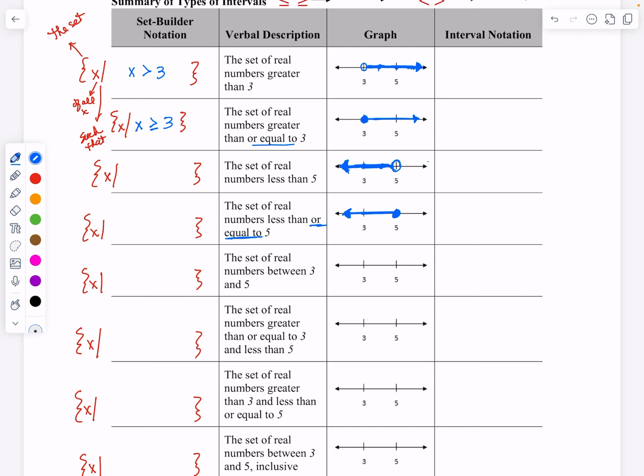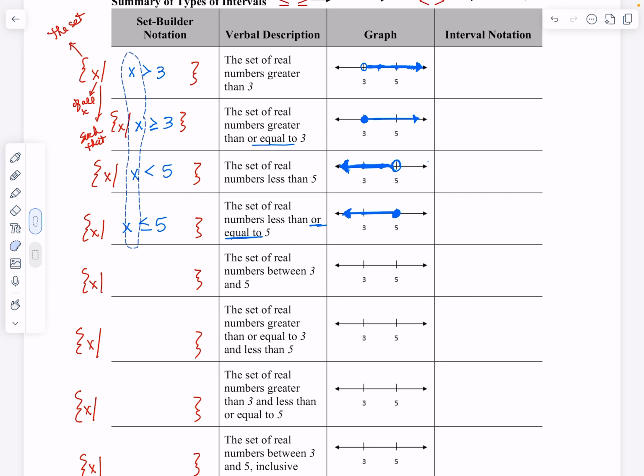Now notice the first two. The first two were shaded to the right, and notice that my inequalities were pointing to the right. These guys are shaded to the left, so my inequalities are going to be pointing to the left. The first one is going to be X is less than 5. Next one is X less than or equal to 5. Now that only works, the shading and the inequalities pointing the same way, when your X is on the left. Okay, so if your X is on the right, it's opposite.